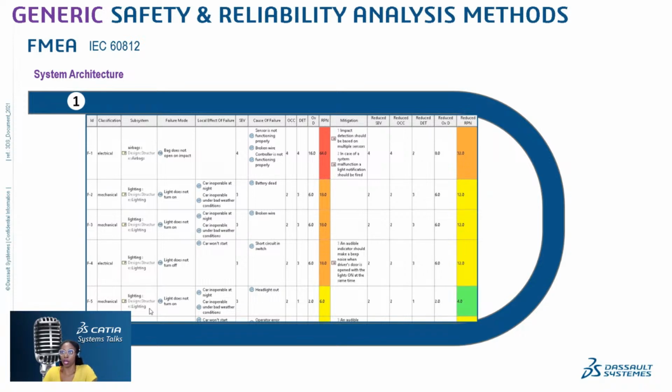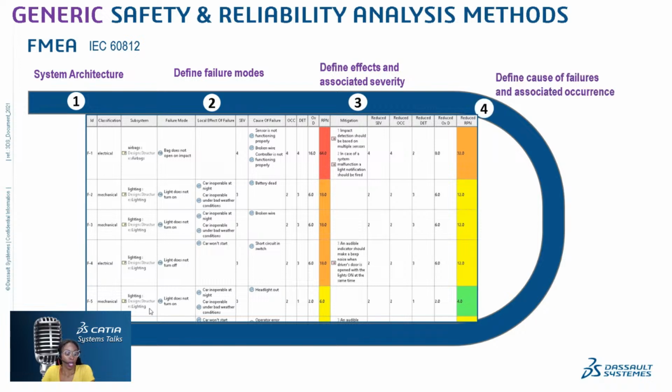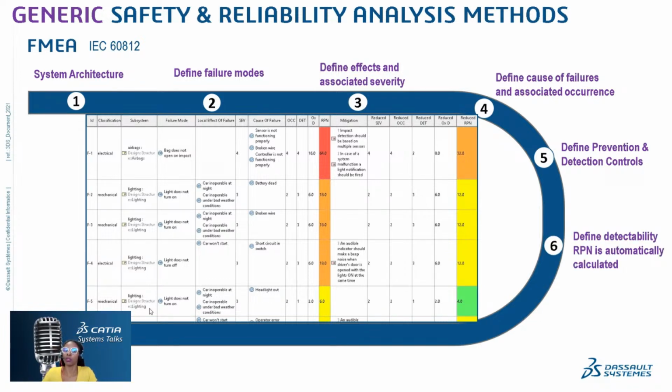From your system architecture, you have the possibility to directly define the failure mode. You can define the different effects and associated severity. You define the causes of those failure modes and associated occurrence. You can define different prevention and detection controls, and your RPN will be automatically calculated. You also have the possibility to define recommended actions, what the mitigations for those failure modes are, who is responsible, and what the target is to perform those recommended actions.